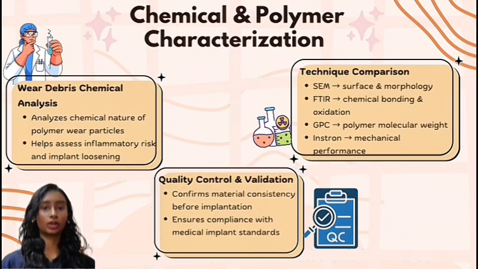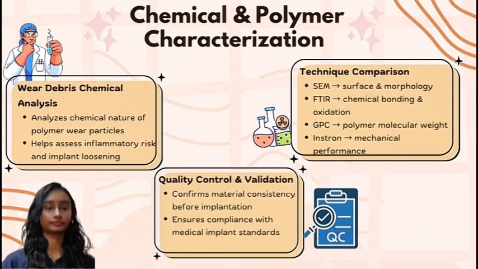Overall, chemical and polymer characterization plays a vital role in quality control, material validation, and regulatory compliance. When combined with other techniques such as scanning electron microscopy for surface analysis, and instrument testing for mechanical properties, these methods ensure that hip implant materials remain biocompatible, durable, and safe throughout their service life.